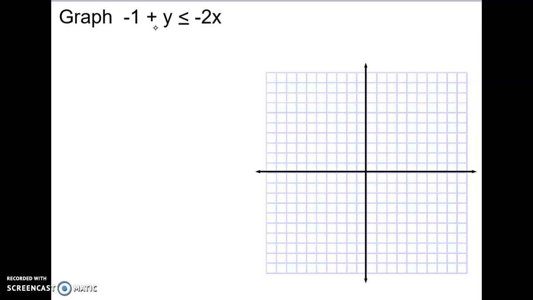Okay, and hopefully you'd figure out that to actually graph, you want it in y equals form first, right? Because we want to graph a line, and the easiest way to graph a line is in y equals mx plus b. So in this case, we would start with adding 1 to both sides. Okay, and so now we can graph like normal, right?